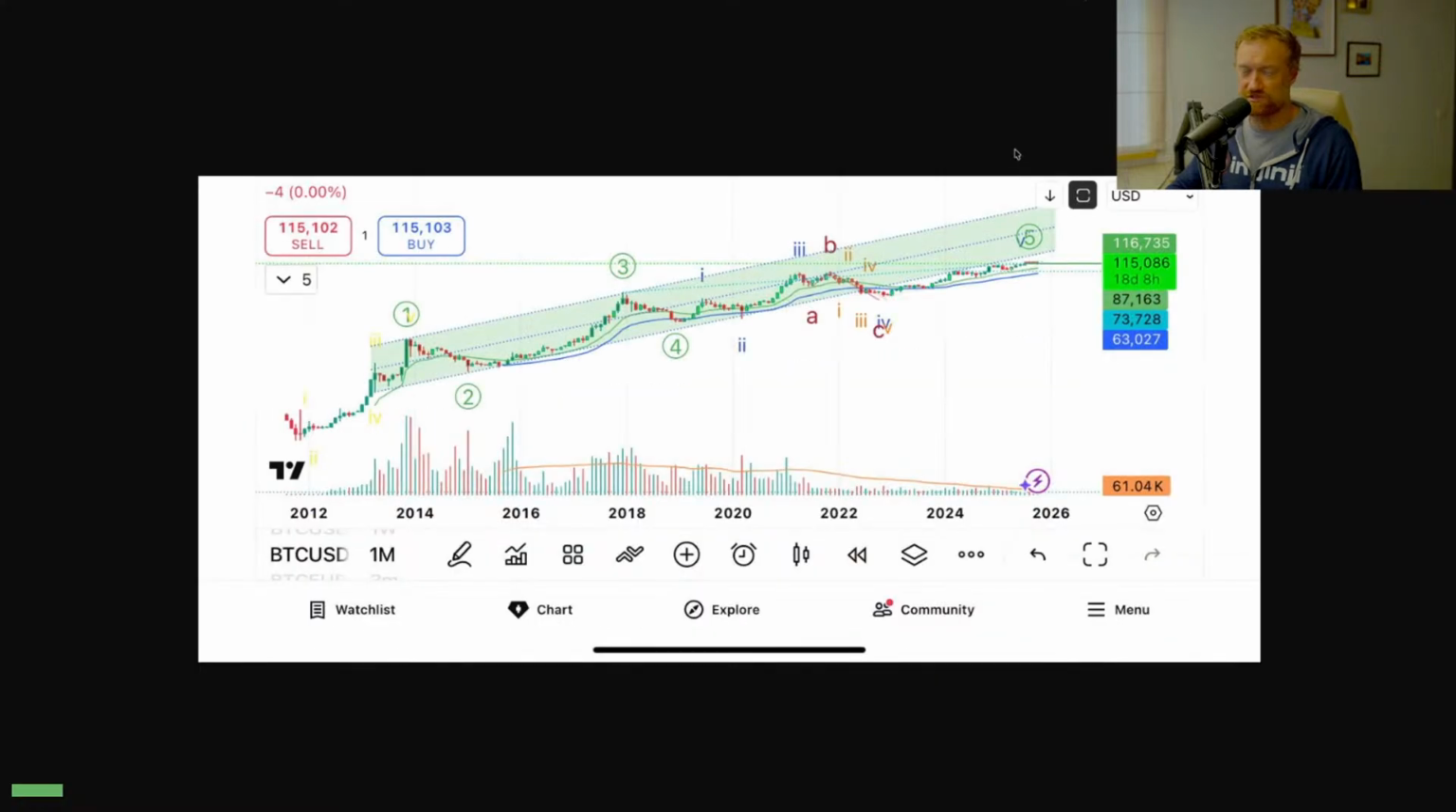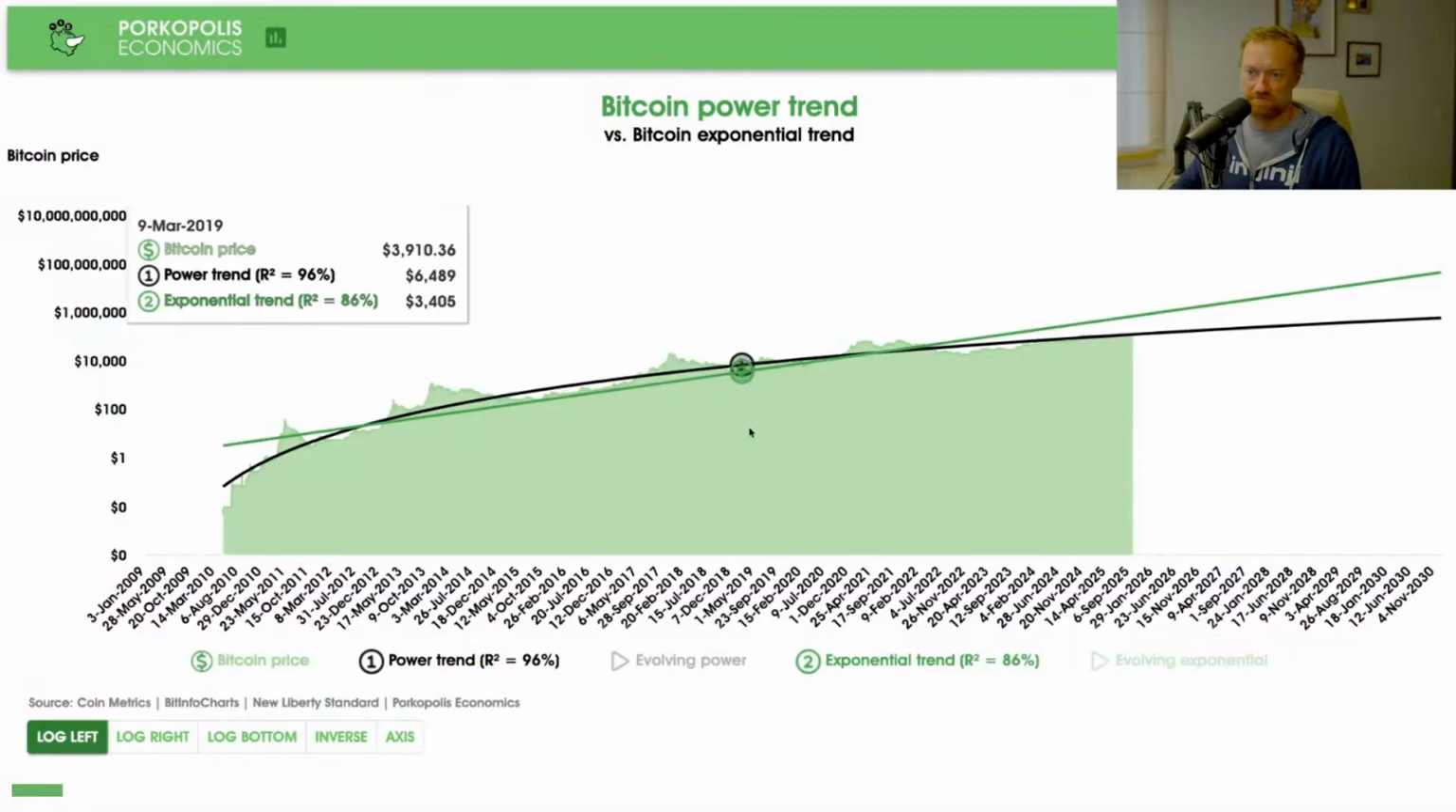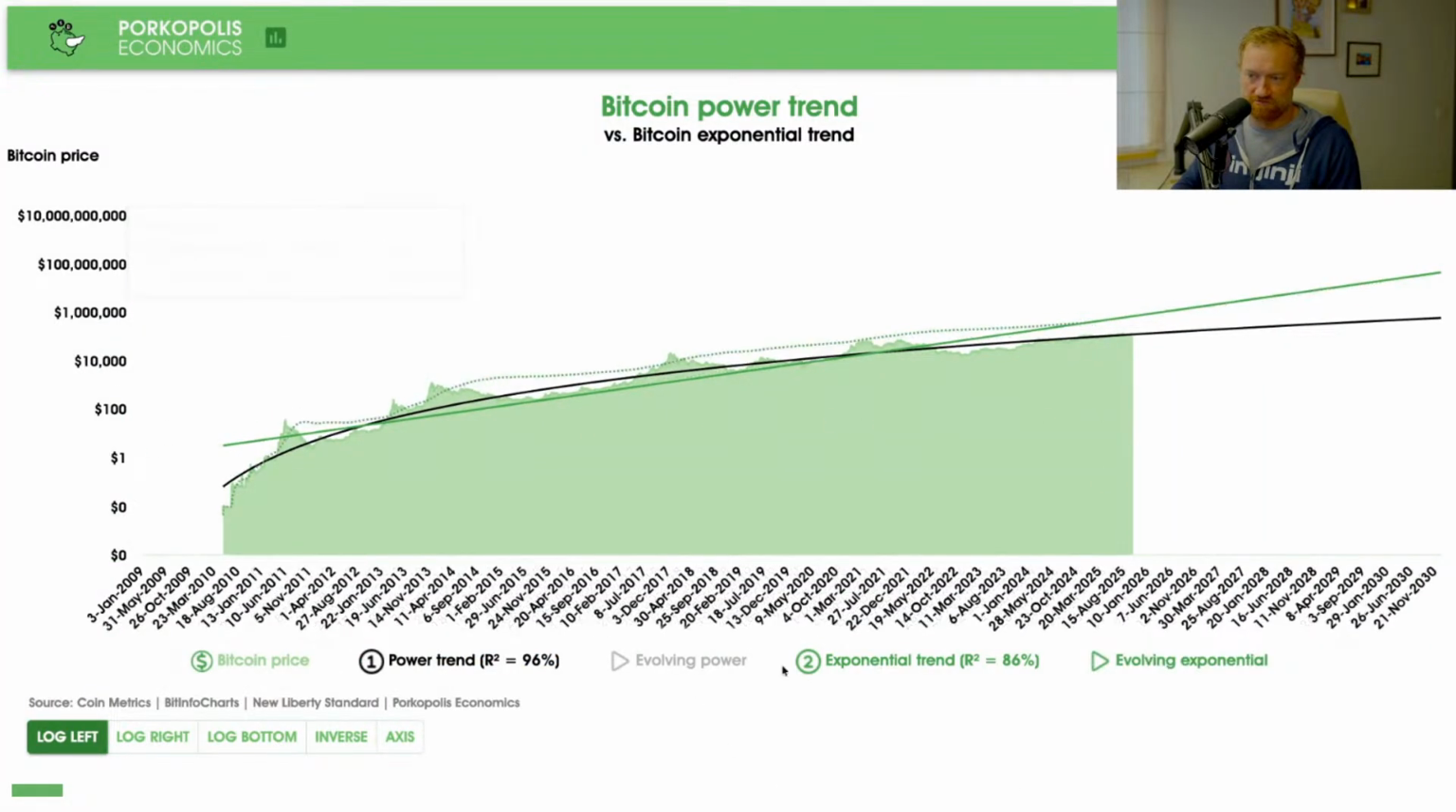Whether people know it or not, they're thinking in terms of exponential when it comes to Bitcoin, but it's just not doing that. Again, let's go back to this chart. Very simple, and even with the evolving coefficients now.